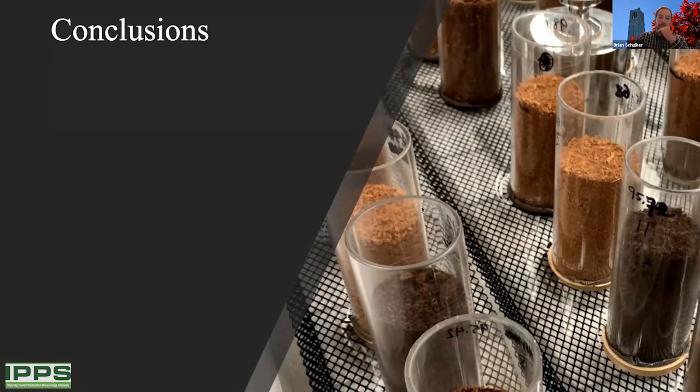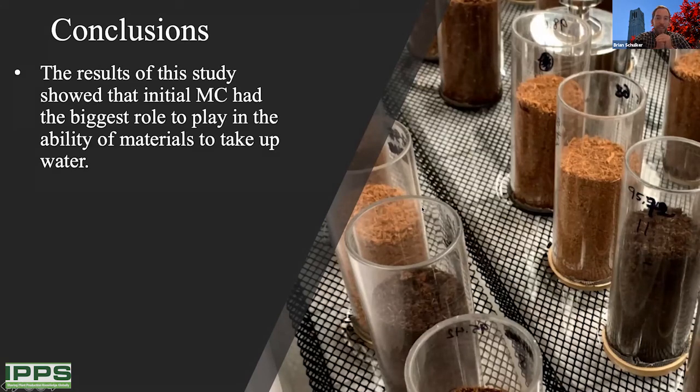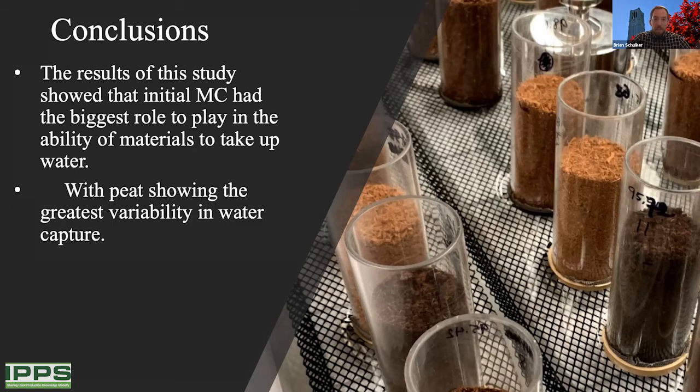And some conclusions here. Initial capture rate here was designed to be able to understand that first irrigation characteristic of these substrates and how different variables such as water depth and pulse time can affect the amount of water captured by these substrates. The results showed that initial moisture content played the biggest role in the ability of these materials to take up water. Peat showing the greatest difference again, coconut coir capturing and retaining water in almost like a sponge-like fashion, and then pine bark showing very little variability based on that moisture content. But overall, these three substrates represented different abilities in their water capture through initial moisture content, water level, and pulse time.